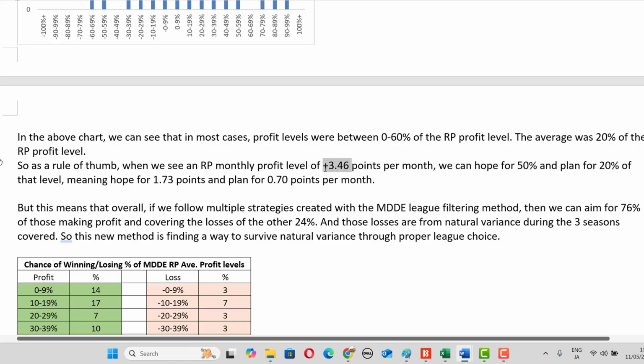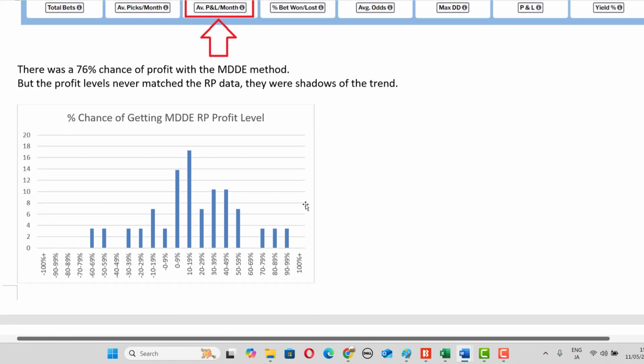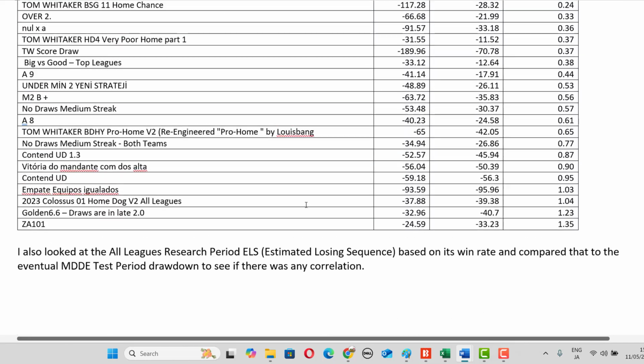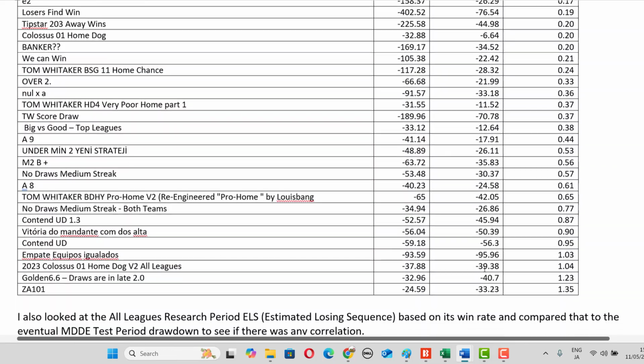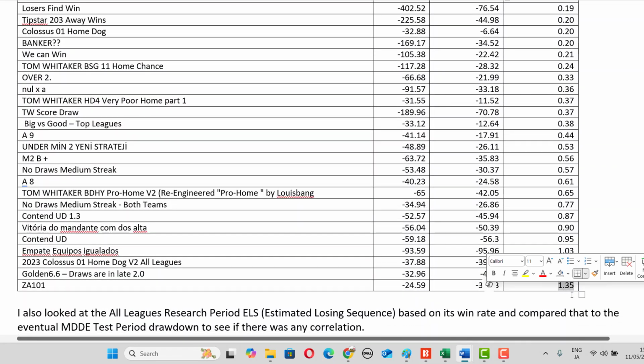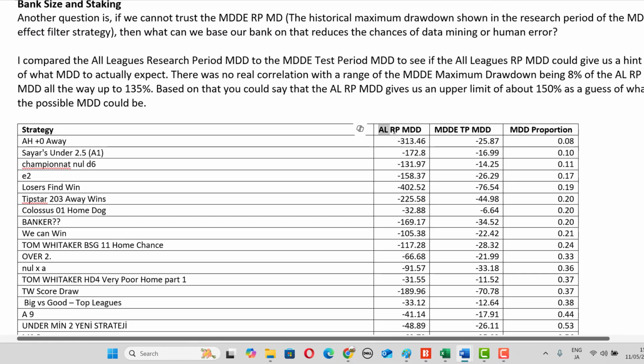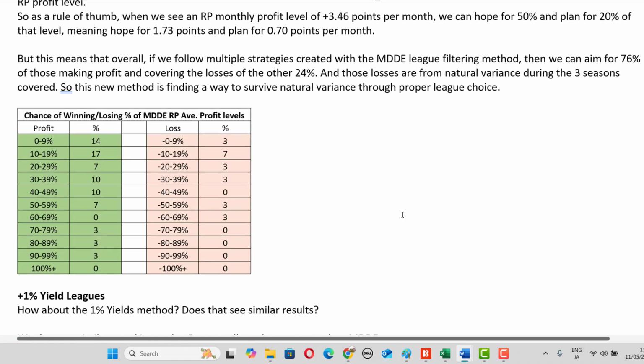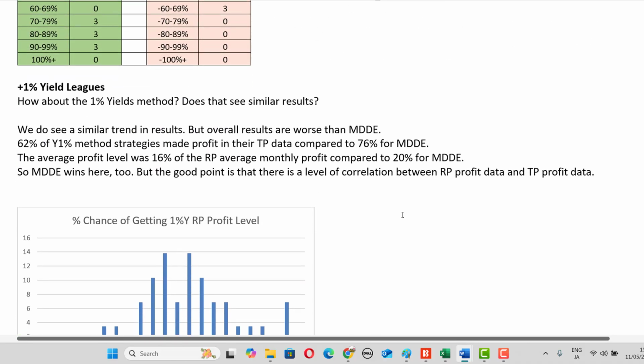So if we see a strategy saying it gets plus 3.46 points per month, we can hope for 1.73, but we should plan for 0.70. And when we make that plan for 0.70, we should also imagine that our maximum drawdown is going to be up to 1.35 of the All Leagues maximum drawdown. And that gives us a lot of stuff we can plan on.